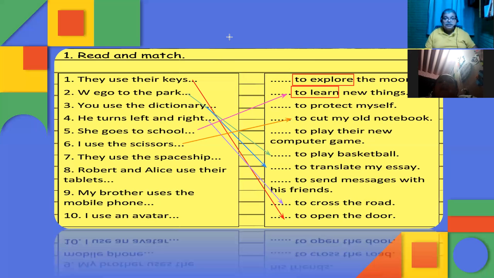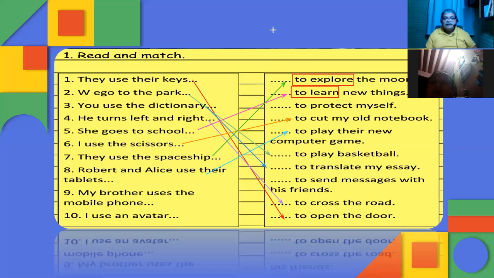They use the spaceship. Spaceship, la nave espacial. To explore the moon. La luna. Muy bien. Next. Robert and Alice use their tablet and the computer. Computer game. To play a new computer game. Muy bien.